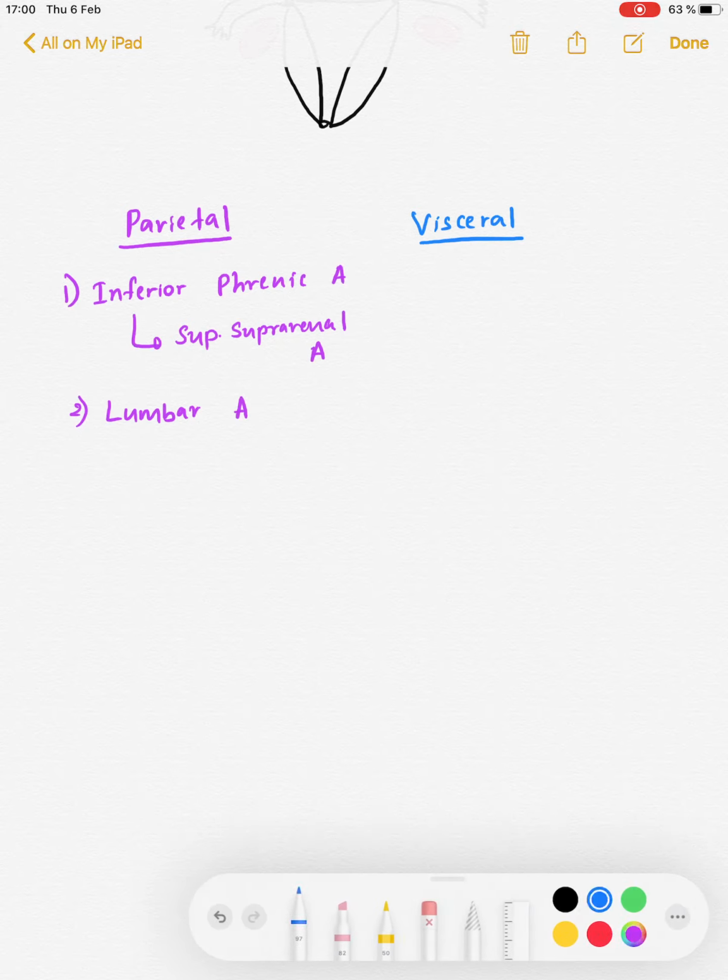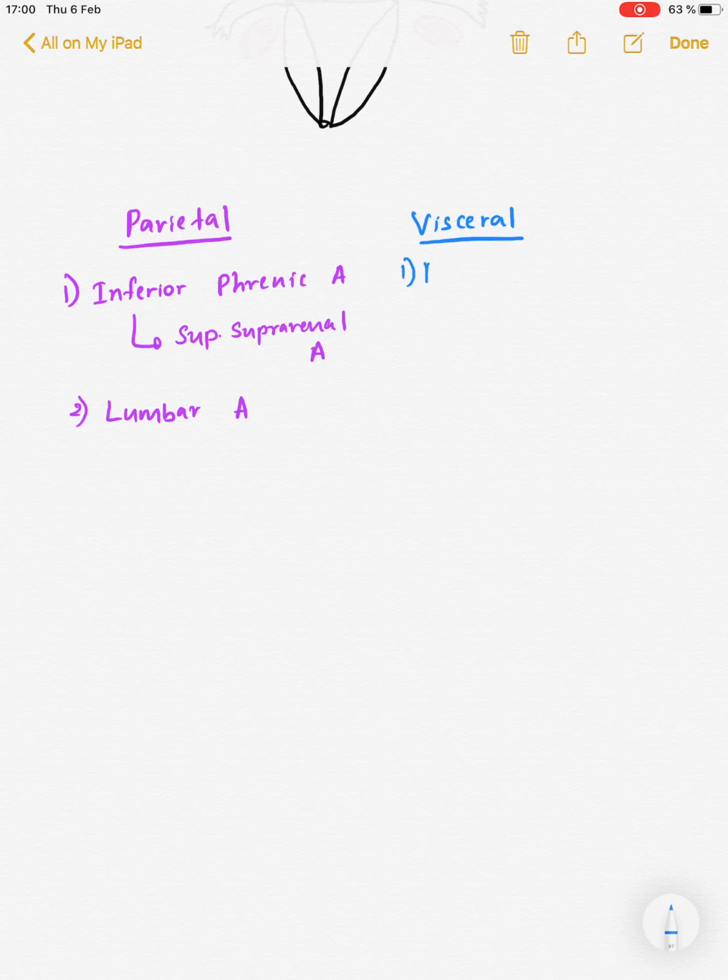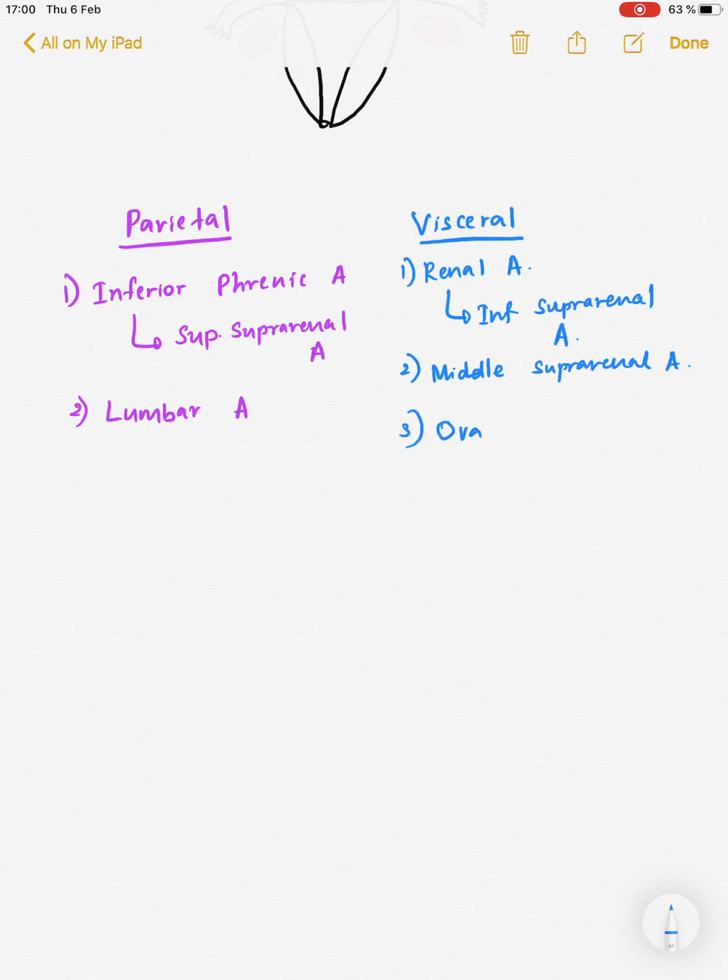So if we look at the visceral branches, we will have the renal arteries, and arising from the renal arteries, we will have the inferior suprarenal artery. And then we will have the middle suprarenal artery arising from the aorta directly. And then finally we will have the ovarian or the testicular arteries.